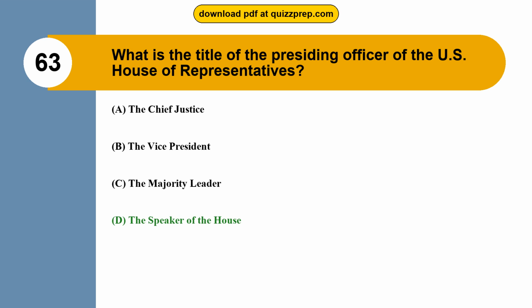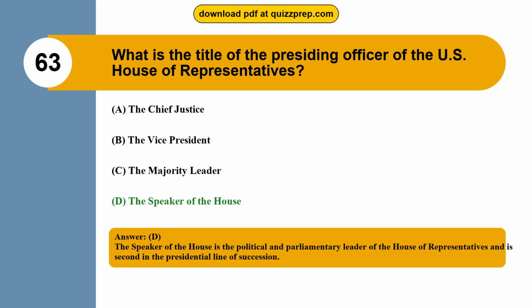The correct answer is option D, the Speaker of the House. The Speaker of the House is the political and parliamentary leader of the House of Representatives and is second in the presidential line of succession.